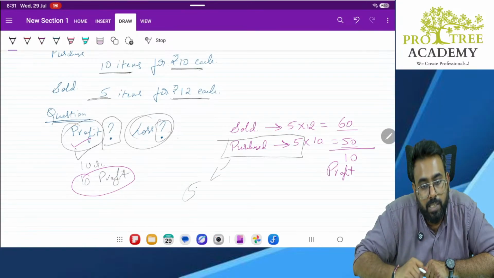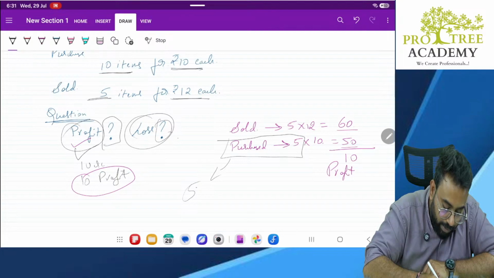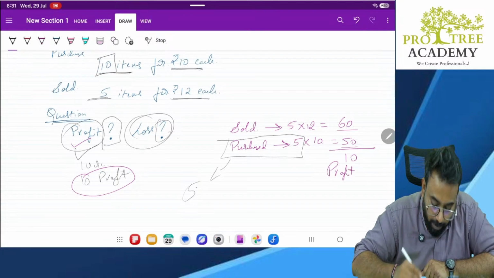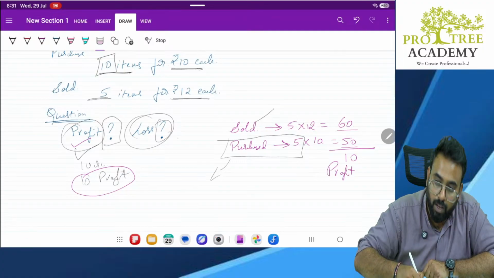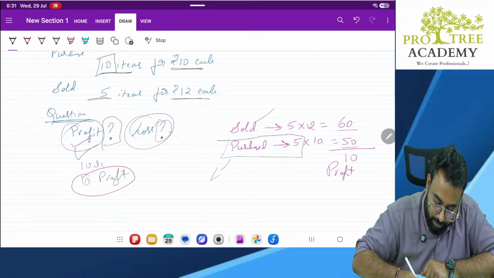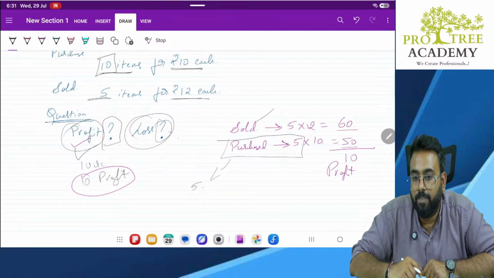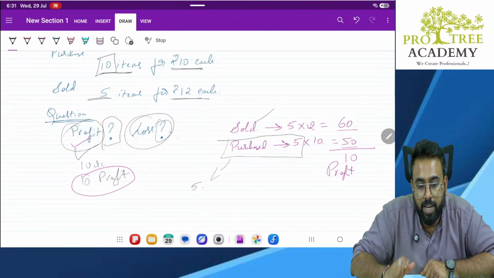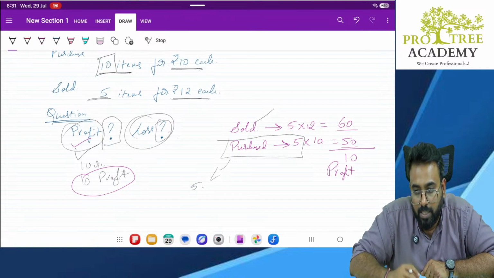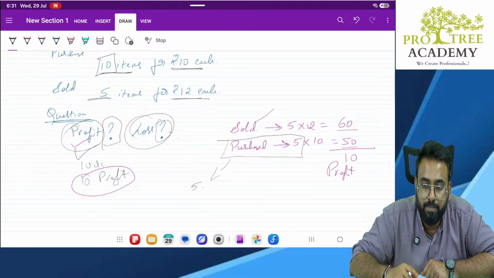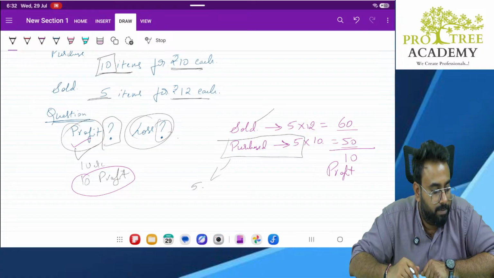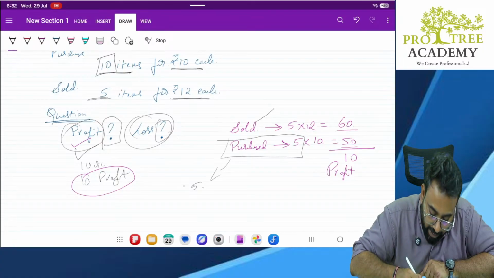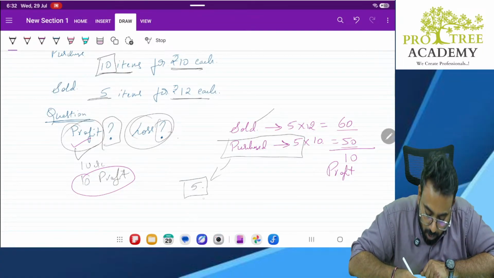How much did you purchase actually? Sir, you purchased 10 items. 5 items are sold. What is the remaining 5 called? What will happen to the remaining 5? Does it mean that they were never in existence? Does this remaining 5 mean that there was no existence of these 5? What is happening to this 5? This 5 is nothing but stock.